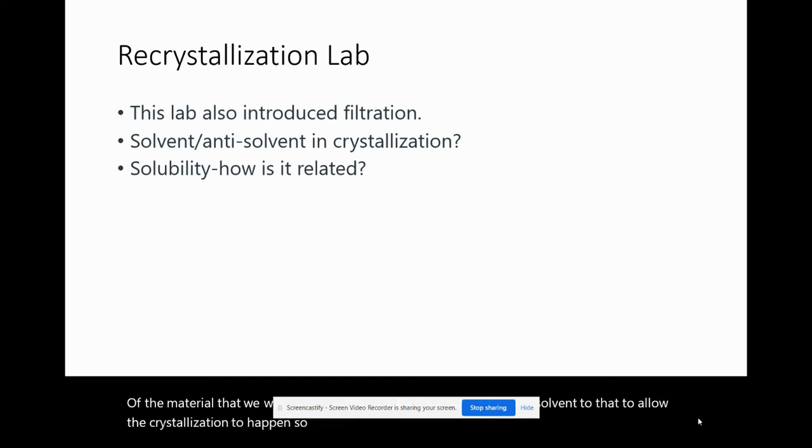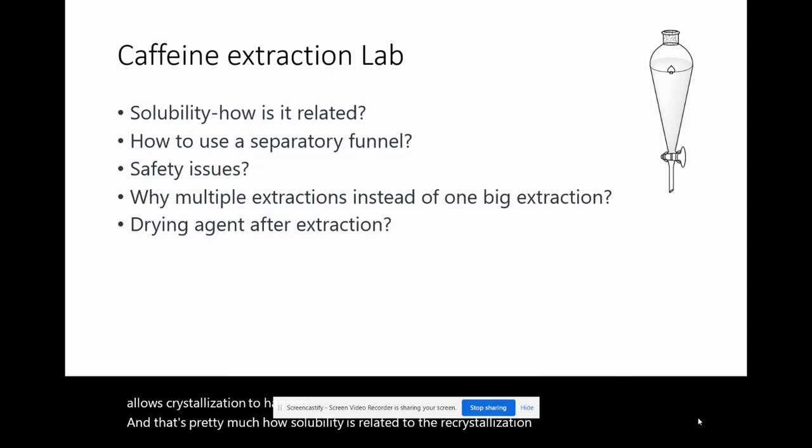So the solvent is something that the material is soluble in, usually at a higher temperature. And the anti-solvent is something that it is insoluble in and allows crystallization to happen. And that's pretty much how solubility is related to the recrystallization itself.